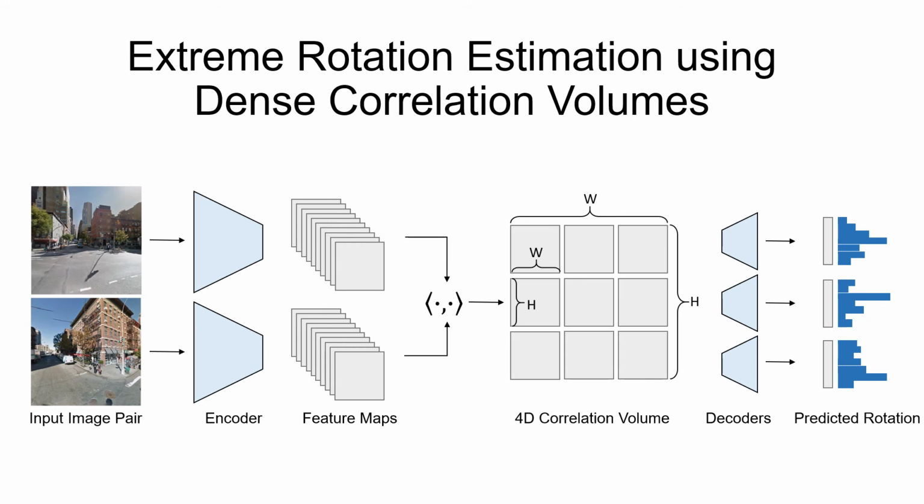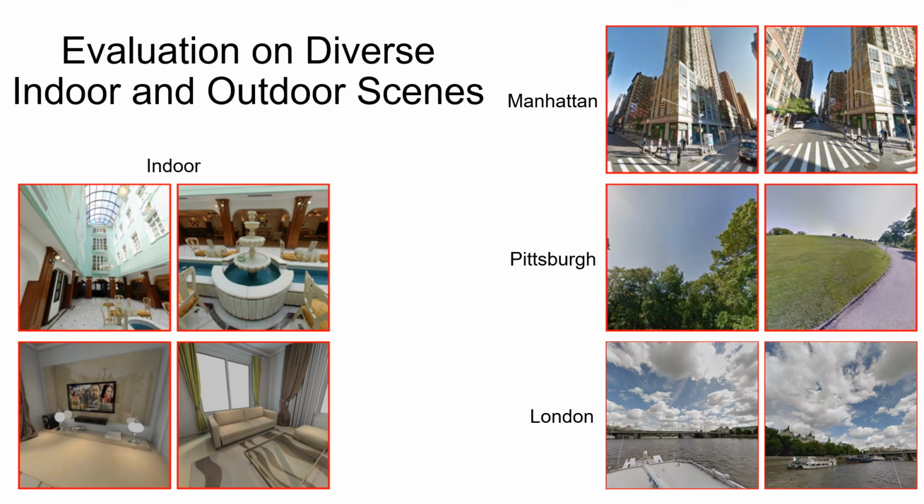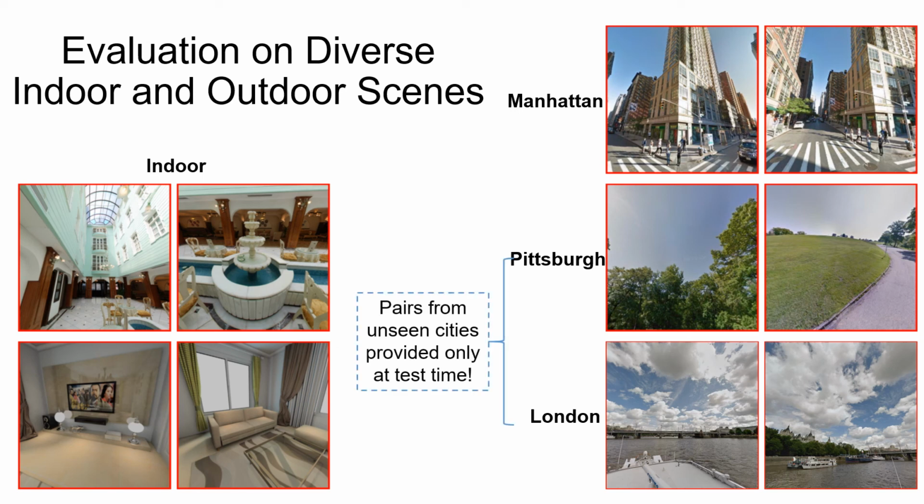This entire system, including feature extraction and orientation prediction, can be trained end-to-end on image pairs with known relative poses. We evaluate our method on a large variety of extreme RGB image pairs, including indoor and outdoor images captured in different geographic locations under varying illumination.